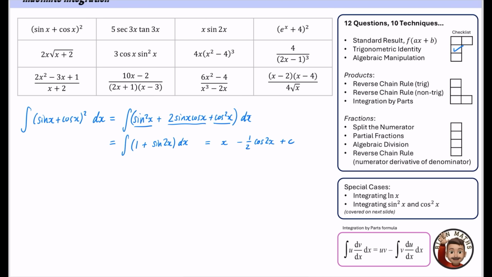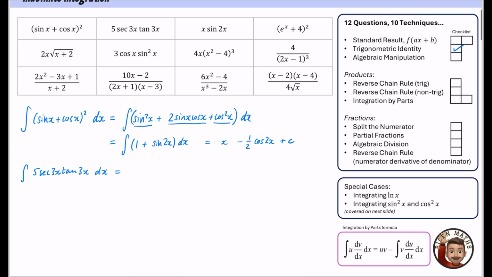Okay, this second one that we've got, we're going to be integrating 5 sec 3x tan 3x. Now have a look down that list and think which of these it's going to be. Well, it looks like it could be a product where maybe this is the derivative of this. Nope, I don't think that's going to be working for this one. This is just a standard result where instead of there being an x, there is a 3x.